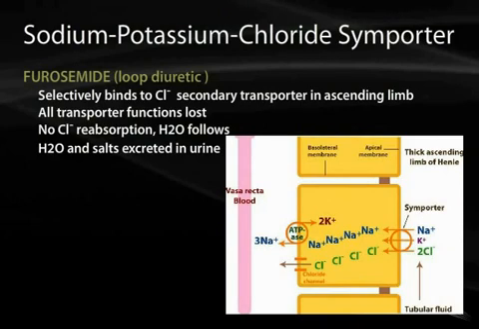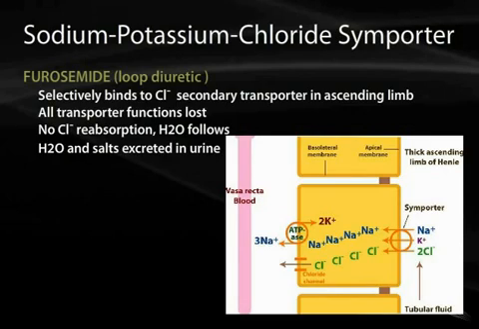Another example of vectorial transport in an epithelial layer is shown here. Here we have an epithelial layer of cells in the middle, also taken from the kidney, but in this example from the thick ascending limb of Henle. The right sides of these cells are the apical membranes, the left sides of these cells are the basolateral membranes. Here we have a symporter, a sodium-potassium-chloride symporter on the apical membranes, a sodium-potassium ATPase in the basolateral membranes, as well as chloride and potassium channels also on the basolateral membranes.